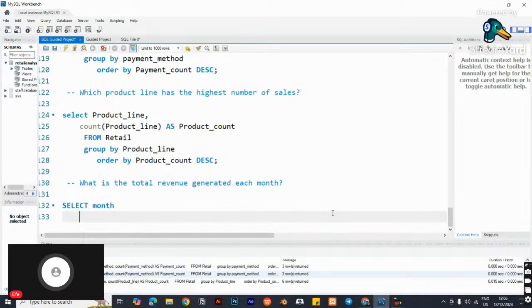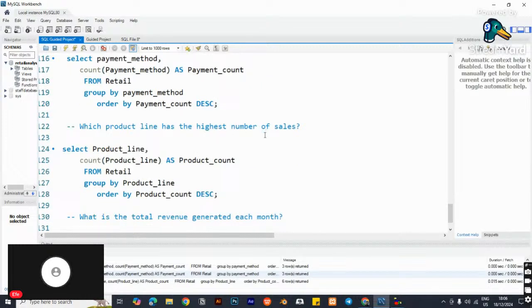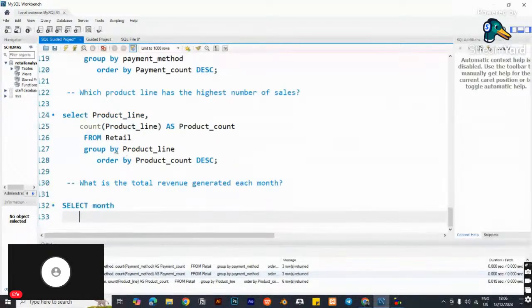So total revenue. What does that suggest to you? What is the total revenue? We've answered a question like this, you can use this to answer this now. Which payment method is used most frequently? This one says highest.